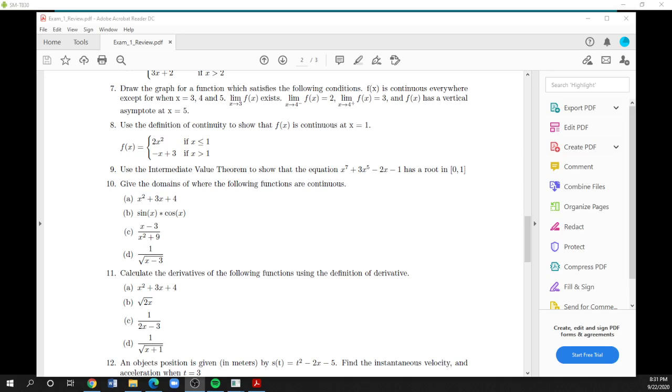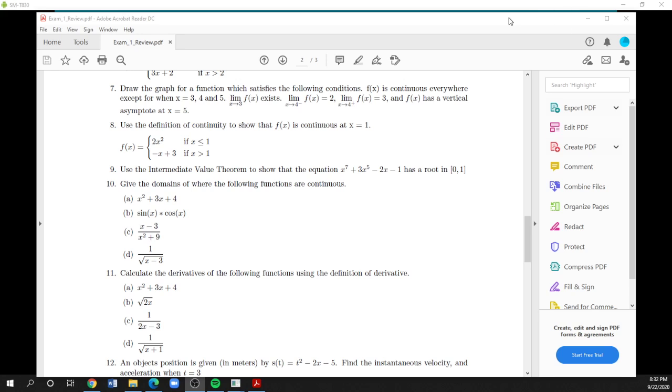All right, so now we're looking at problem number 10. It wants us to give the domains where each of these functions is continuous. So we just need to take a look. What are the two main places where a function's not going to be continuous? Your big issues are going to be when you have a negative under a square root or when you're dividing by 0.